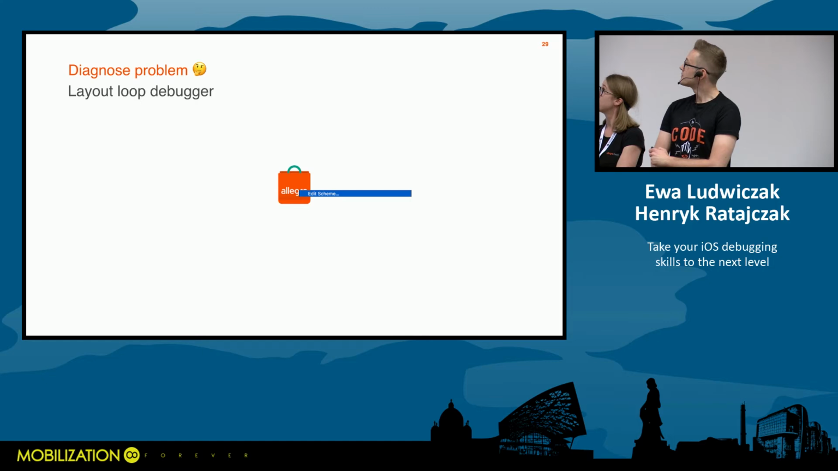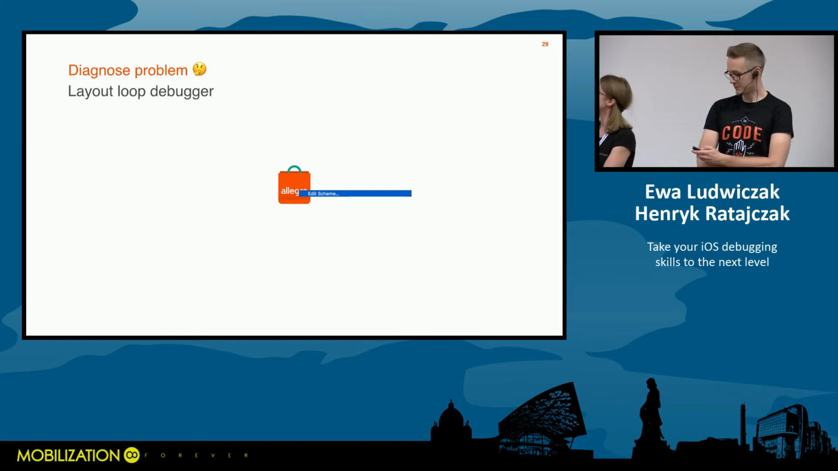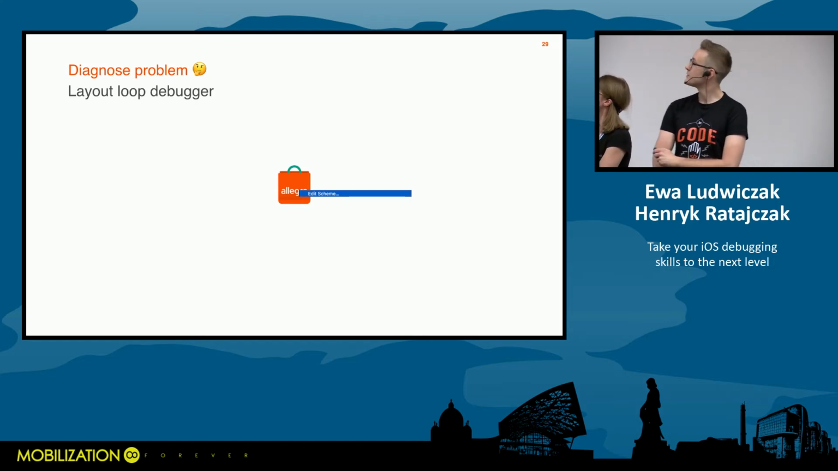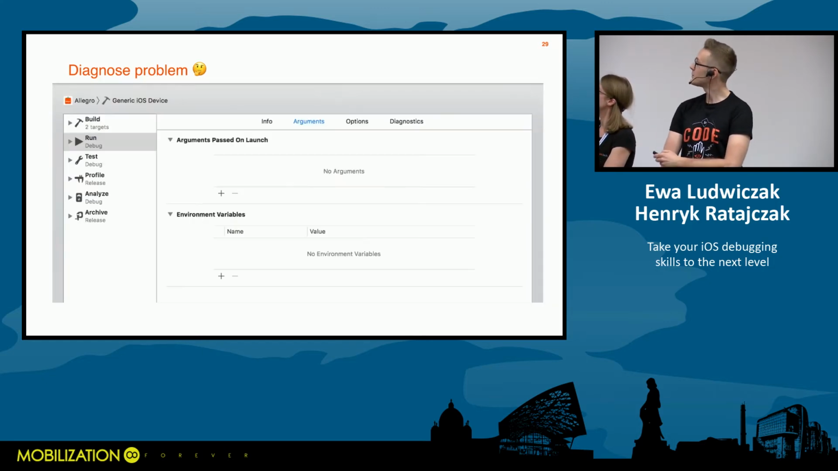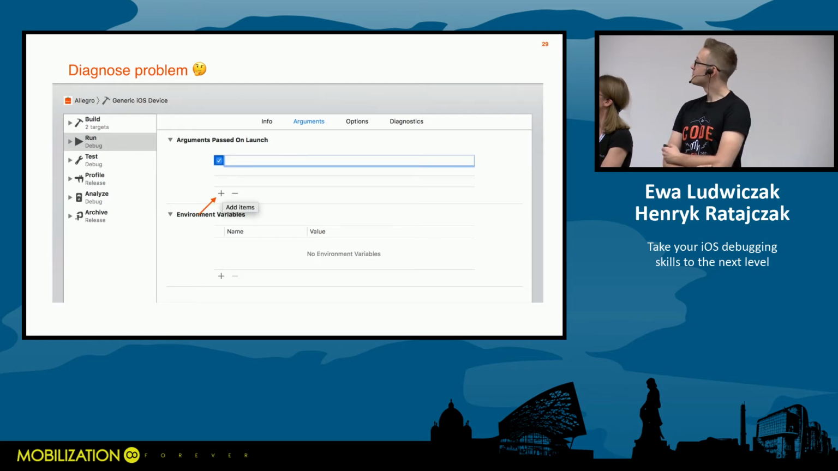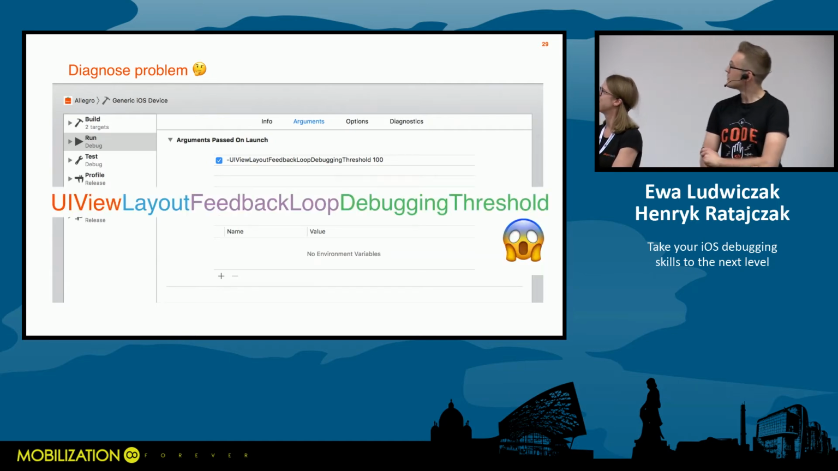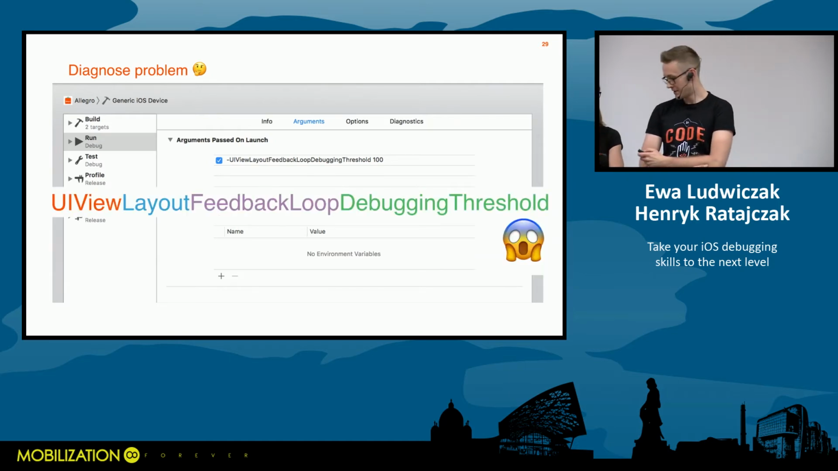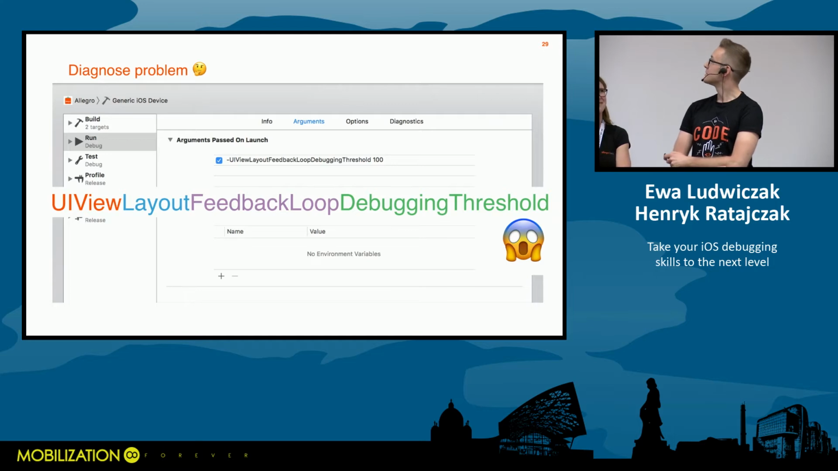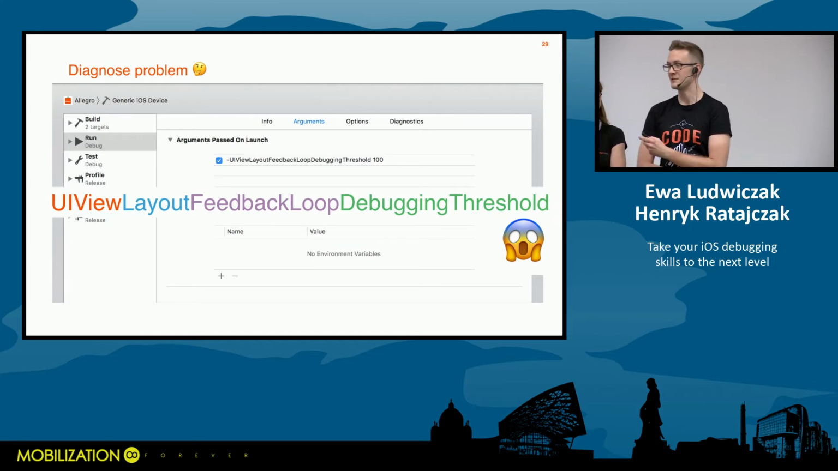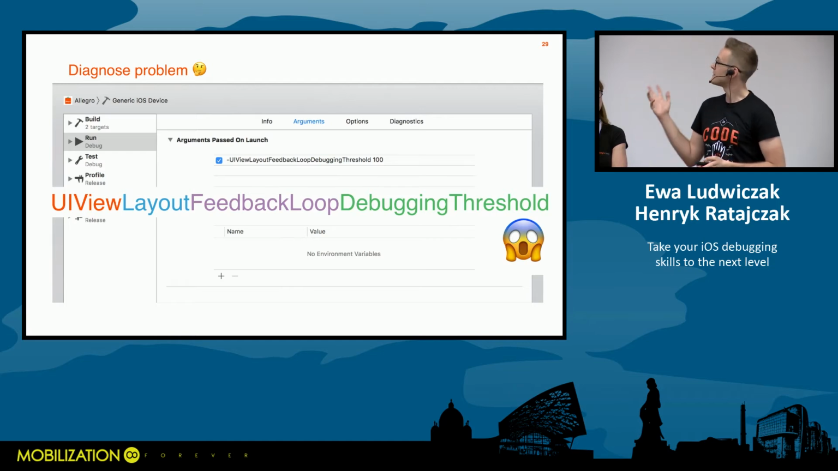So, if you want to set up this mode in Xcode, you have to edit the scheme of your app. And then in the section Arguments Passed On Launch, click the plus, which will allow you to add more launch arguments. And then you input UIViewLayoutFeedbackLoopDebuggingThreshold. So it doesn't say pretty much anything to me, so you have to trust me on my word that it means how many times a view will lay out itself before it is diagnosed as a loop.